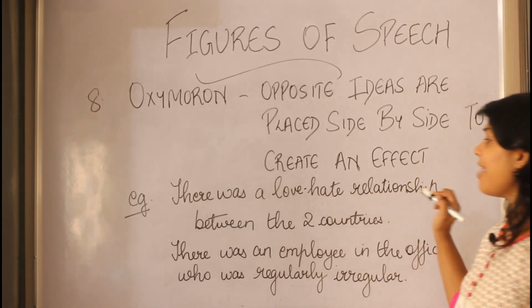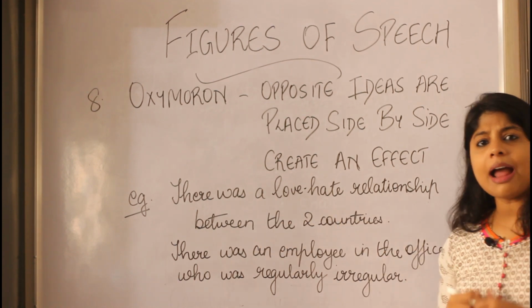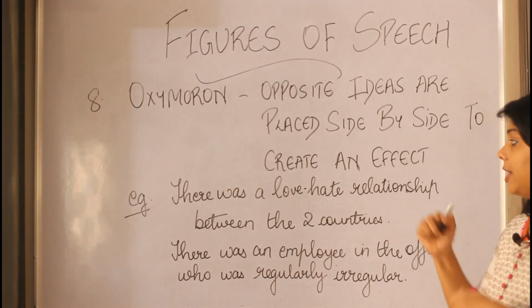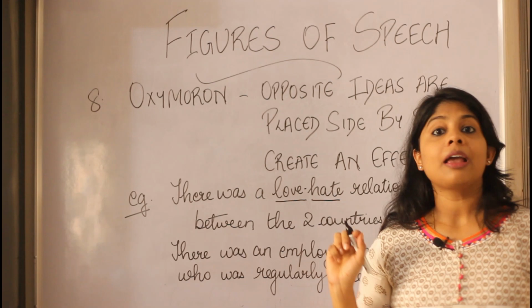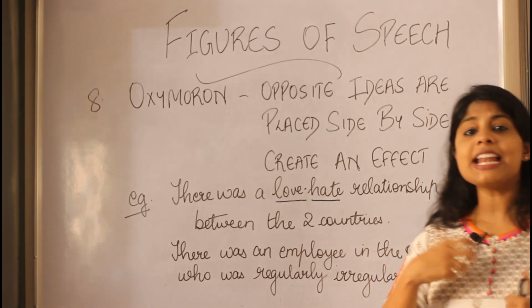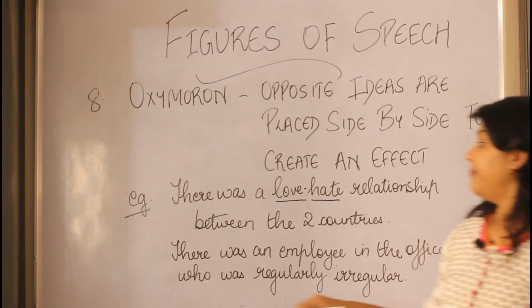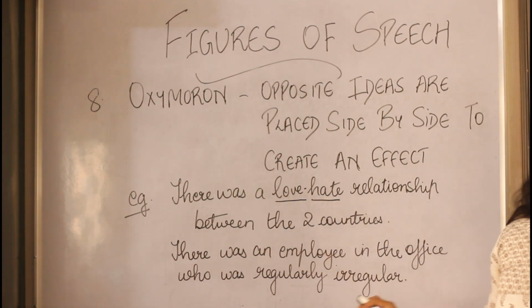There was a love-hate relationship between the two countries. Can you identify the two opposite words here? Yes, the opposite words put together here are love and hate. Here we're trying to say that they had both a positive and a negative kind of relationship between these two countries. The second one, there was an employee in the office who was regularly irregular.